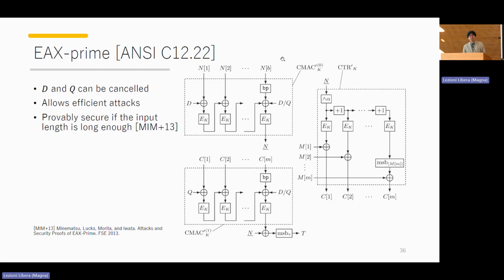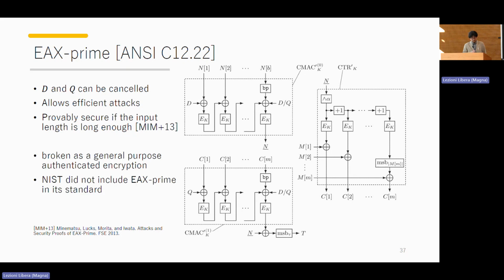If the nonce has 1 block, then D disappears, and this allows efficient attacks. But at the same time, it is probably secure if the input length is long enough. So EAX prime is broken as a general purpose authenticated encryption, and NIST did not include this one in the standard.